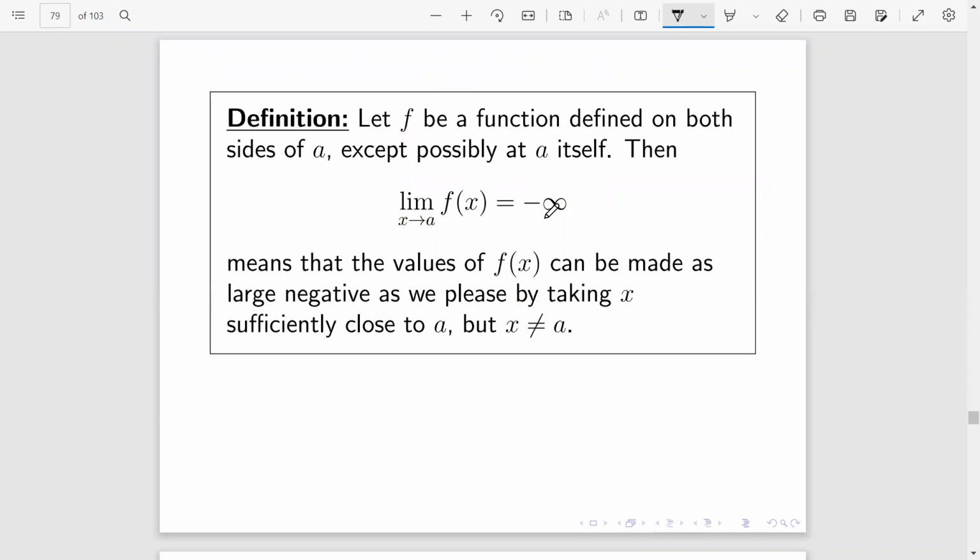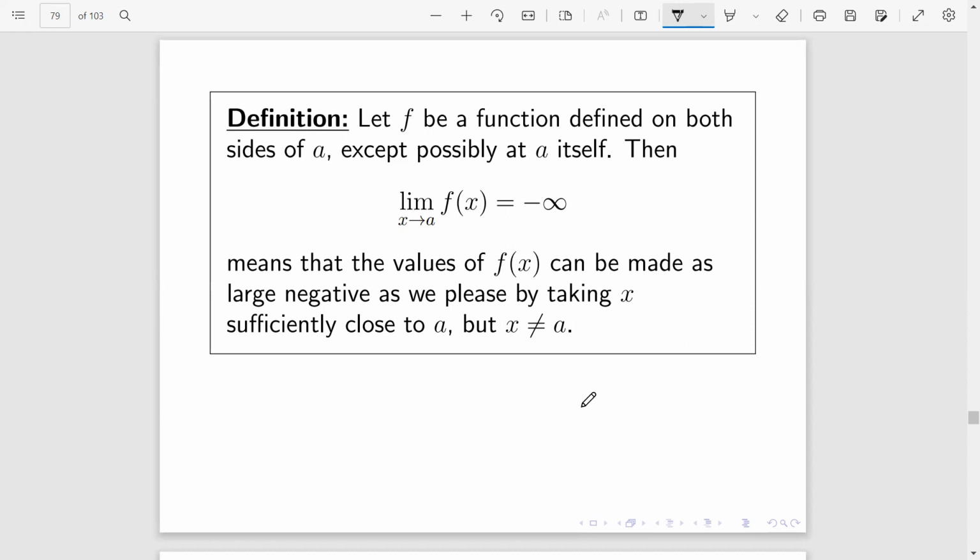And again, the function can go to negative infinity. So we say let f be a function defined on both sides of a, except at a, then the limit of f of x as x approaches a is minus infinity. This means that f of x can be made large and negative, or very small. Remember that when I say small, I'm not talking about 0. Remember that -2 is less than 0, -5 is less than -1, -100 is less than -1. Those numbers are smaller and smaller.